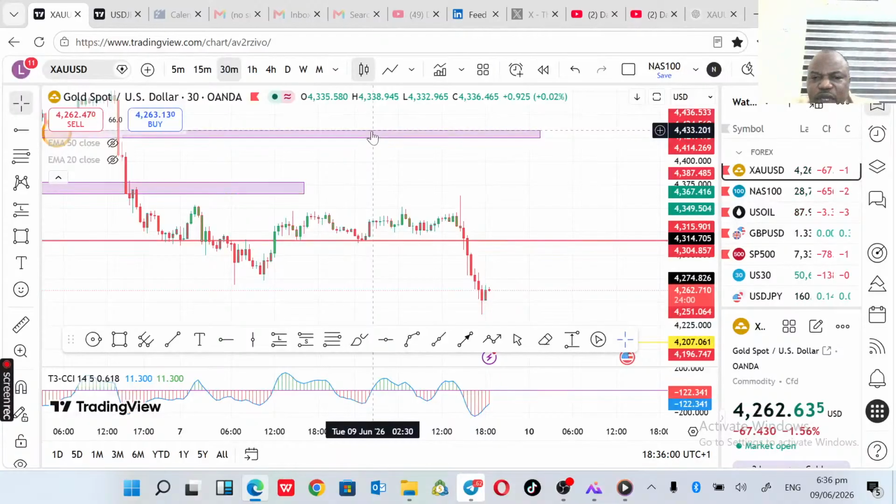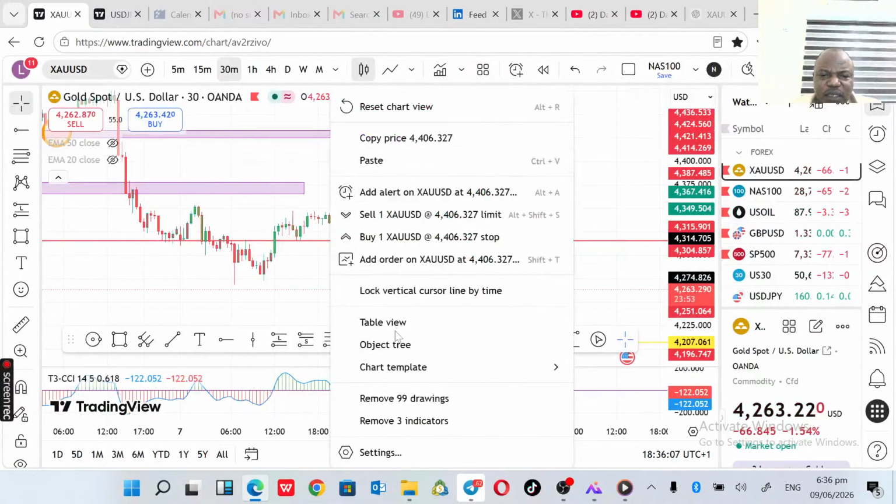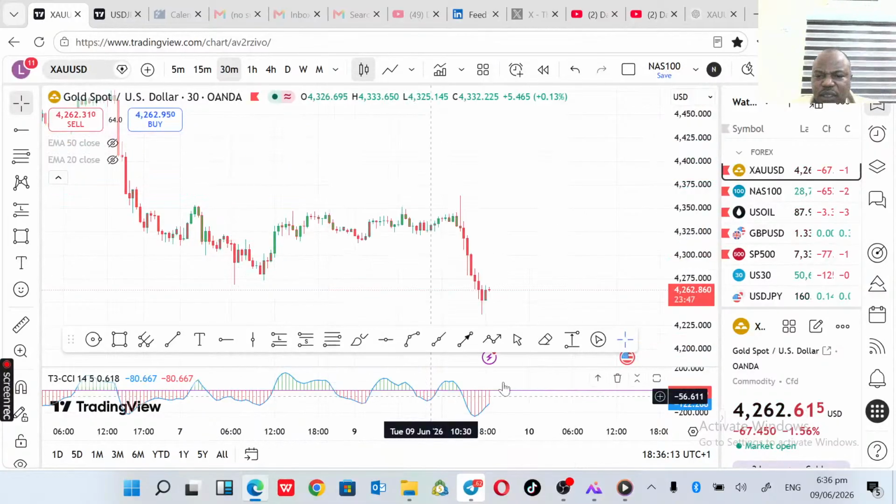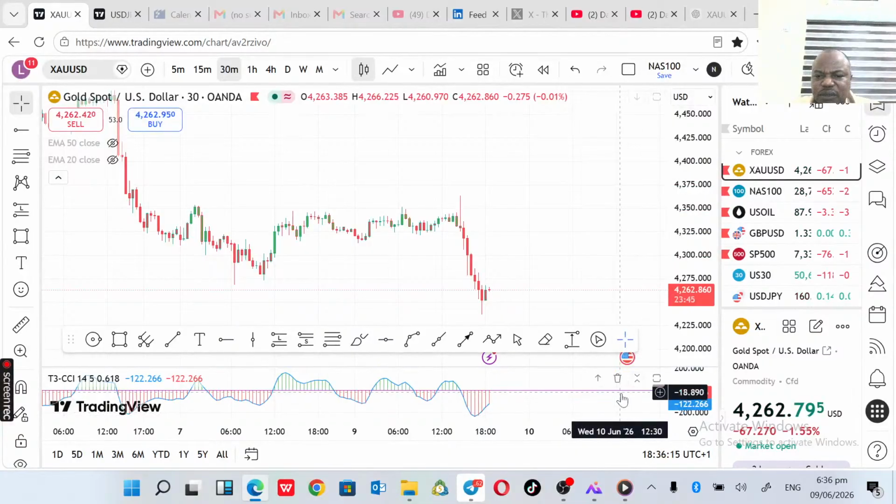So we're going to be having a live trading this evening on XAUUSD Gold. So we'll be doing live analysis. We're going to remove everything on this chart, everything, so that we can have a clean chart to start all over again.